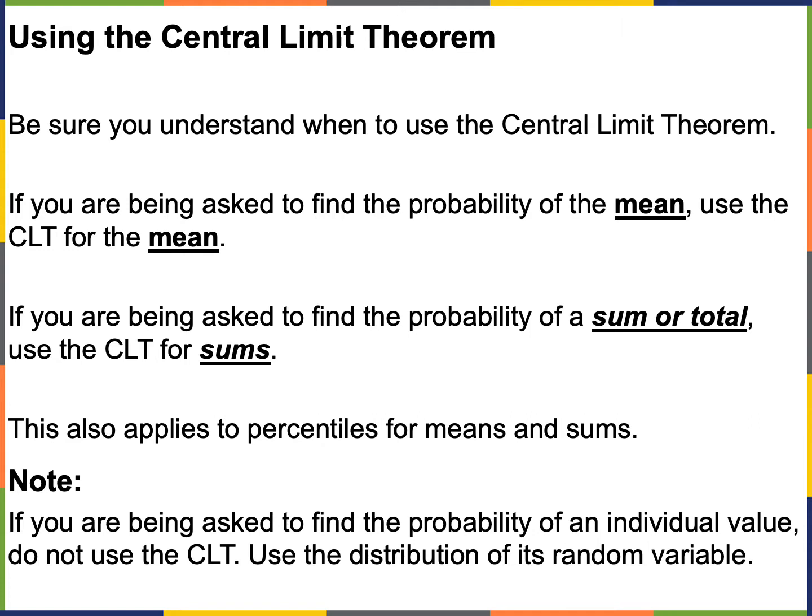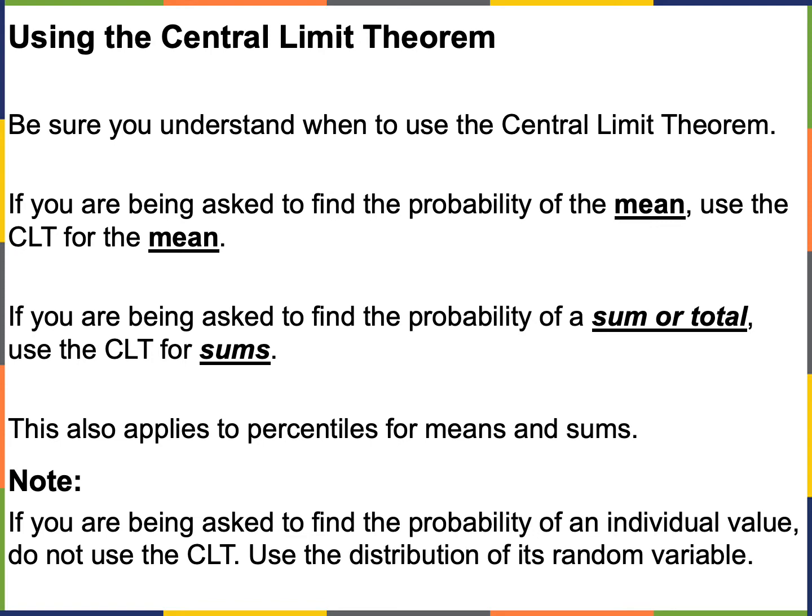If you're being asked to find the probability of the mean, or the average, or the sample mean, we need to use the central limit theorem for the mean. If you're being asked to find the probability of a sum or total, we need to use the central limit theorem for sums. And this also applies to percentiles. If we're being asked to find the probability of an individual value, we do not use the central limit theorem. We use the distribution given for the random variable.